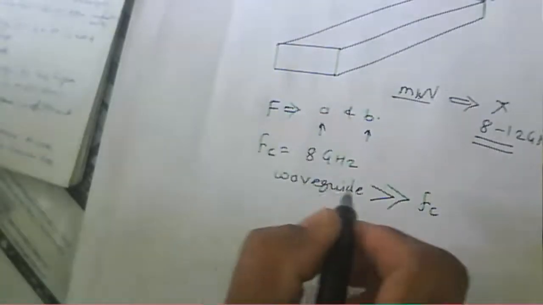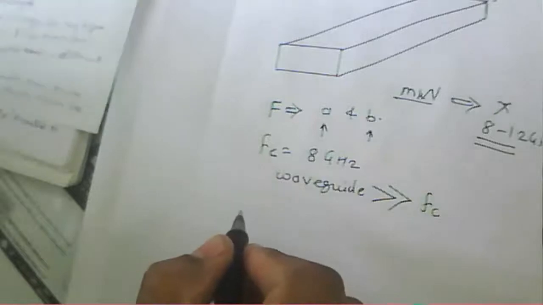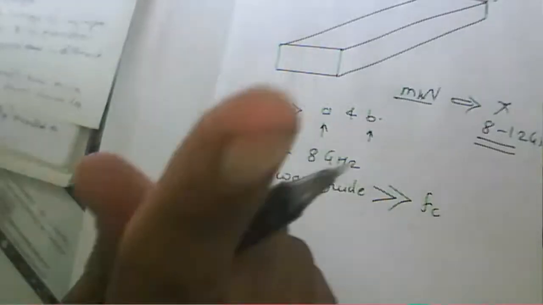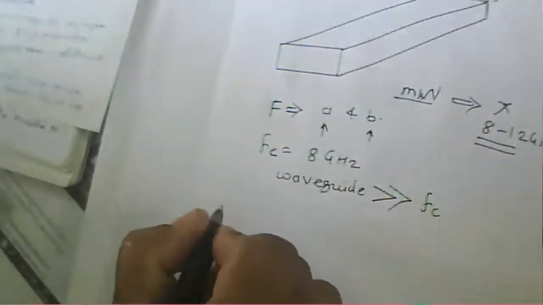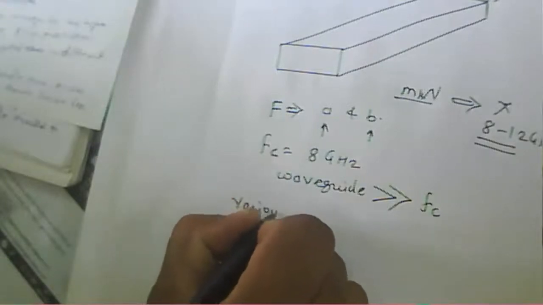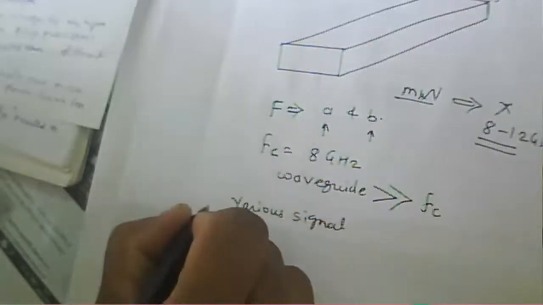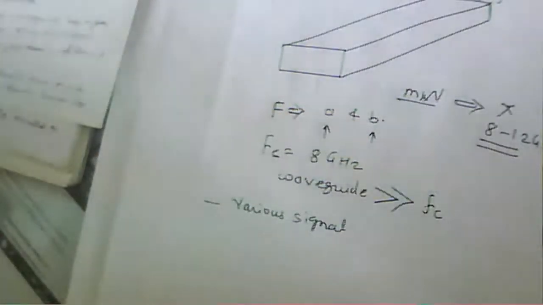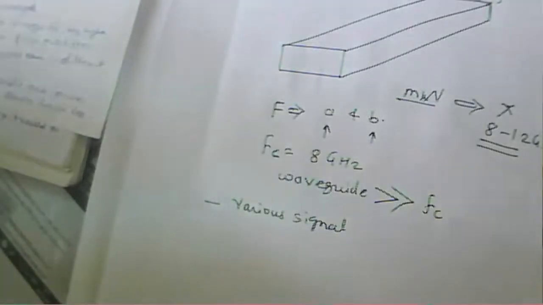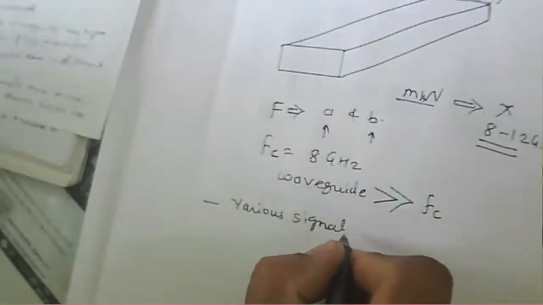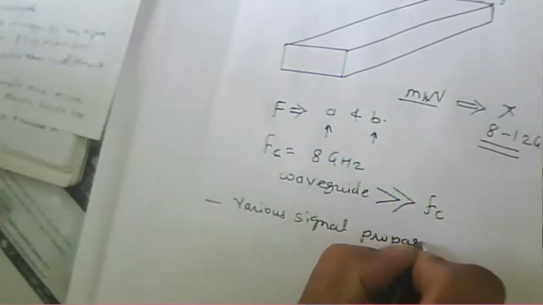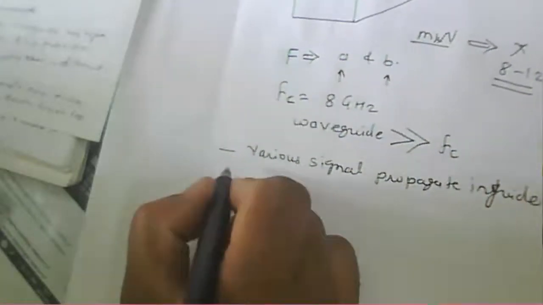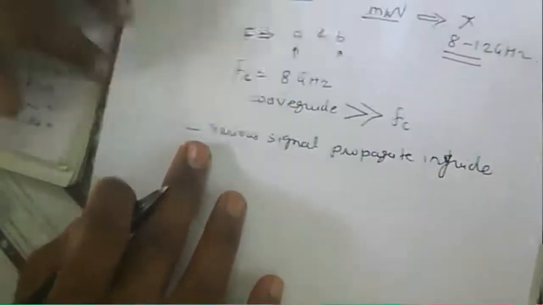Then we can say that a signal is nothing but a wave. So various signals can propagate through the waveguide, not only a single one. Now some properties of the waveguide: various signals can propagate through the guide. But how are they propagating? They propagate in a guide because of the modes available. Various signals propagating through the guide depend upon whatever modes are available.